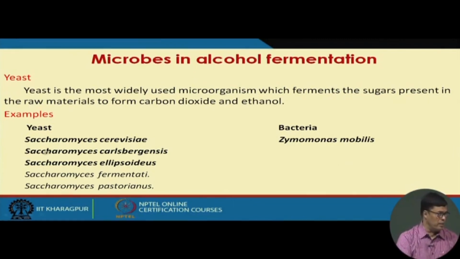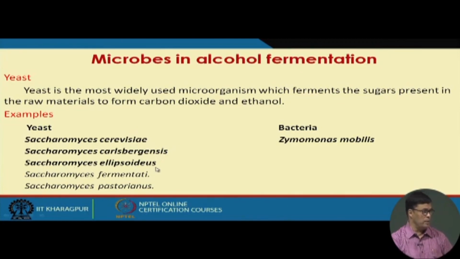But in most cases we use Saccharomyces cerevisiae, which is very easy to use. In most cases for the alcohol fermentation process we use Saccharomyces cerevisiae, which has a very hard cell wall and is very easy to grow. Then Saccharomyces carlsbergensis is also used for this fermentation process. Saccharomyces cerevisiae is usually called top fermenting yeast. Saccharomyces carlsbergensis is usually called bottom fermenting yeast.